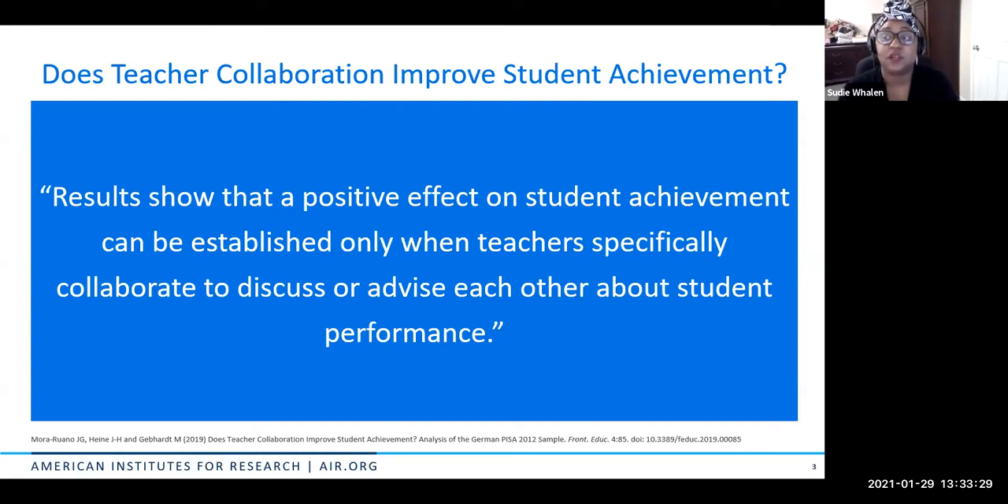81 participating countries, including the US, submitted data, all of which contributed research and studies to the findings. The tests focused on student abilities to basically apply what is learned in the class in real world situations and environments, and included math, science, reading, collaborative problem solving, financial literacy, and so much more. What they found was that a positive effect on student achievement can be established only when teachers specifically collaborate to discuss or advise each other on student performance. That's not to say that there's no way that students can improve, but what they found was that consistently they saw major systemic change in overall growth and overall outcomes for all students consistently across the board when teachers were collaborating.